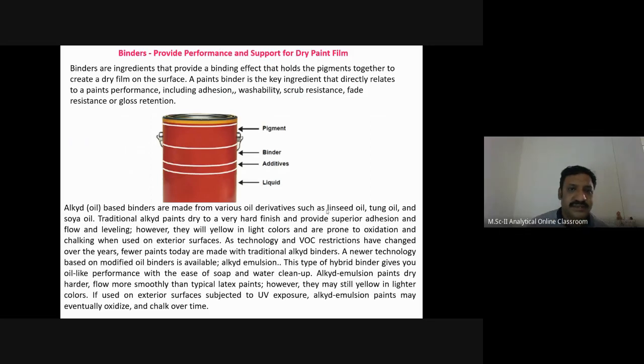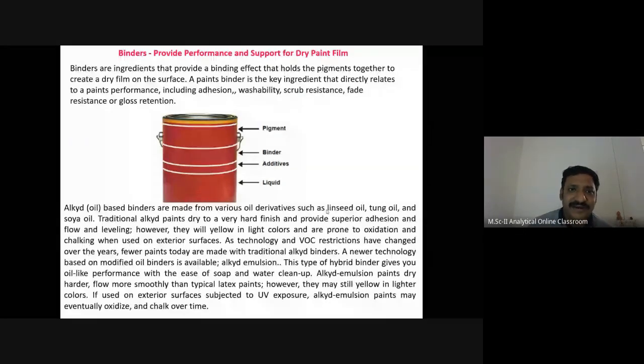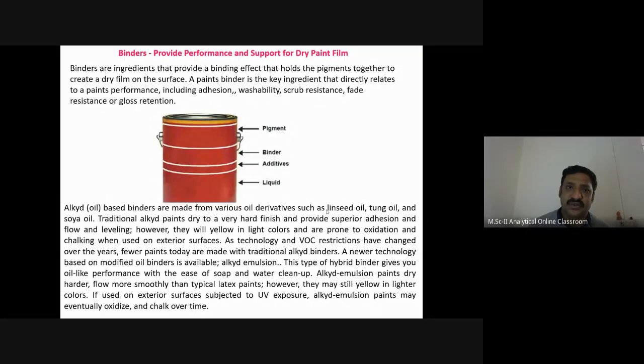And after that, we see these binders. Binders are ingredients that provide the binding effect that holds the pigments together to create a dry film on the surface. This is most important. Why do we have to use the binder? Because it provides the binding effect to the pigments. When pigments are held together, they create a dry film on the surface, and for that purpose binders are most important.